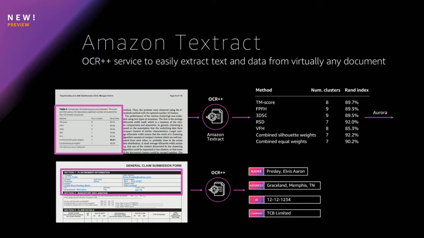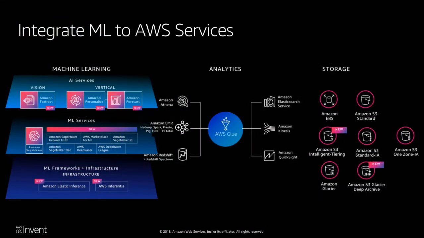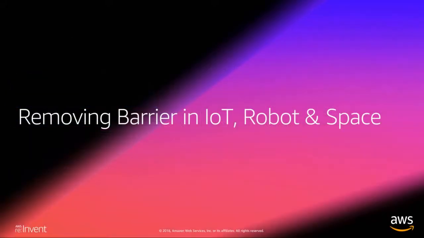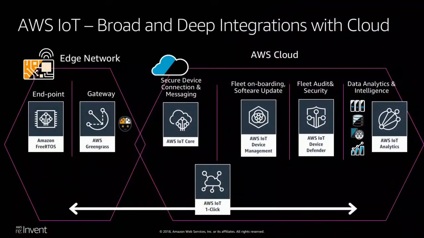so if you have forms. So it's quite powerful, so if you have legacy text or any text that you want to digitalize, it's a great feature. And I think all of those services are integrated with the AWS ecosystem, so through S3, Kinesis, and other services. So I think the machine learning platform is really expanding from the infrastructure to the platform to the high-level services. And last section, IoT.